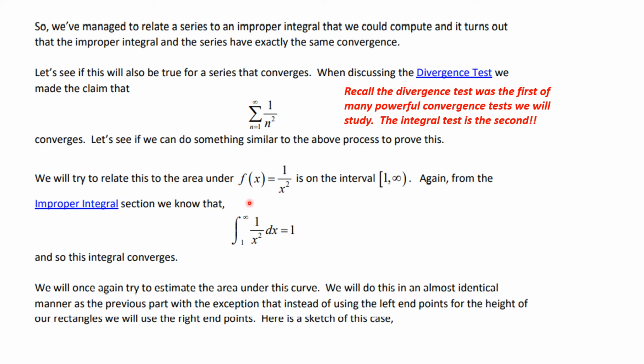So let's see, what do we know about the area under this curve, f of x equals 1 over x squared on the interval from 1 to infinity? Again, we know from the earlier studies that this integral can be evaluated, and it is in fact equal to 1. So the integral converges. But once again, we're going to try to estimate the area under this curve. We'll do this in almost an identical manner as the earlier discussion, with the exception that instead of using the left endpoints for the heights of our rectangles, we'll use the right endpoints. Here is a sketch of that case.